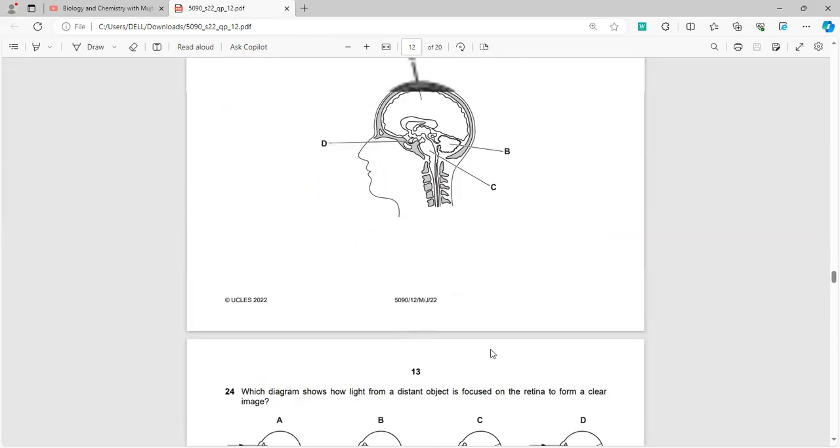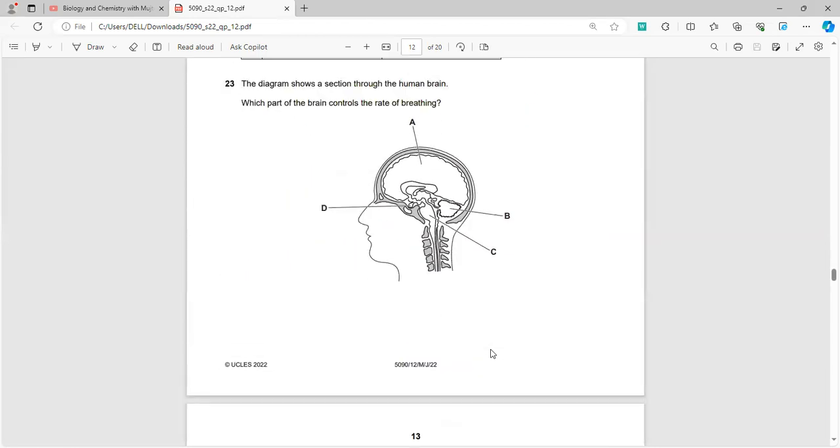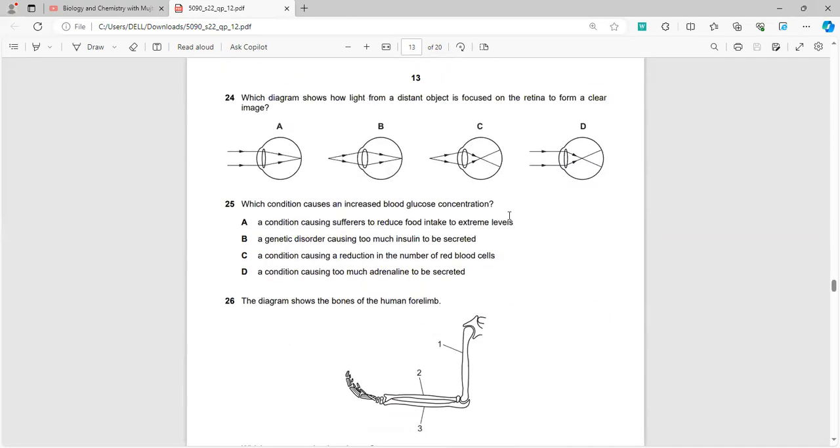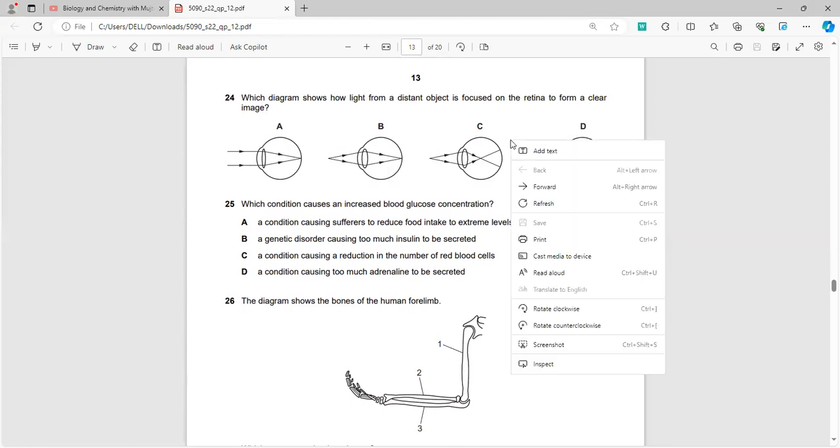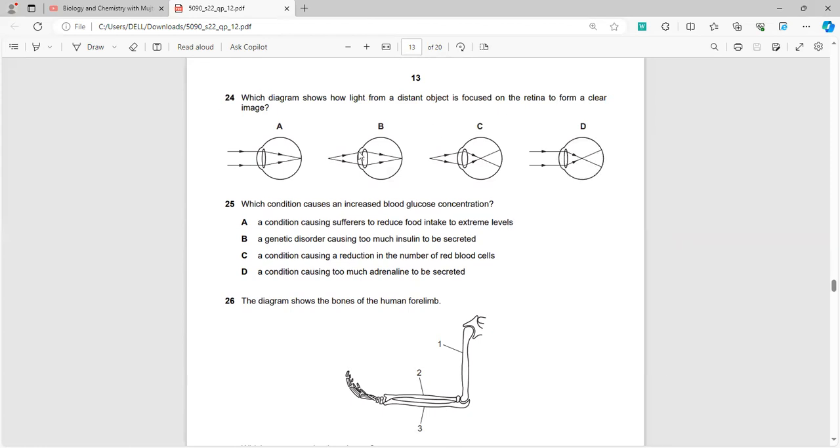Now, on question number 23, the part of the body which controls the rate of breathing is the medulla oblongata, and it is the part which controls all of the involuntary functions of the body. B.